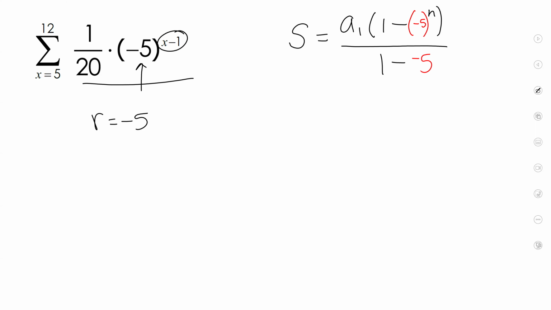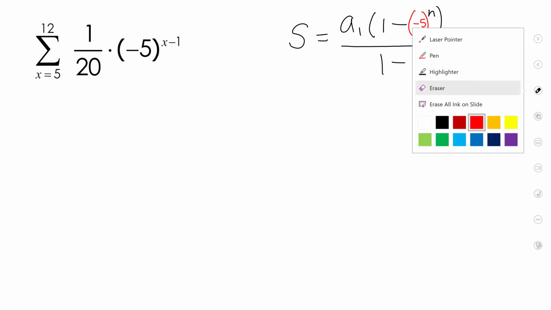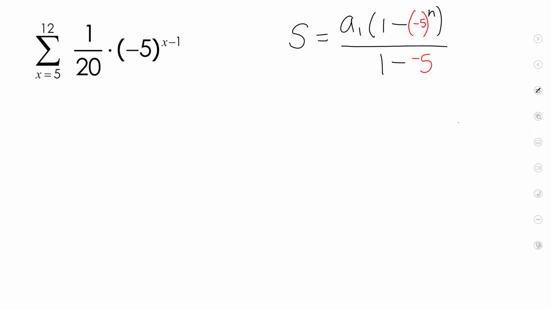Okay, now let's figure out what our very first term of this series is. What do you think it is? Let's see. This is the very first term. We're starting with 5 this time. In previous examples, we started with the 1. Now we're starting with the 5. So let's plug in a 5 here.